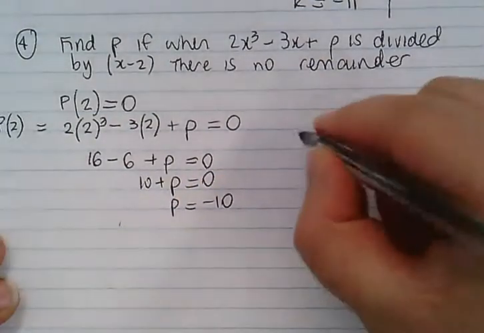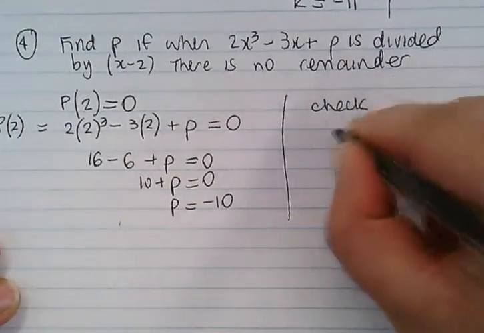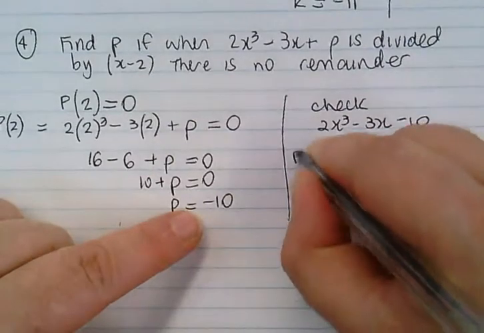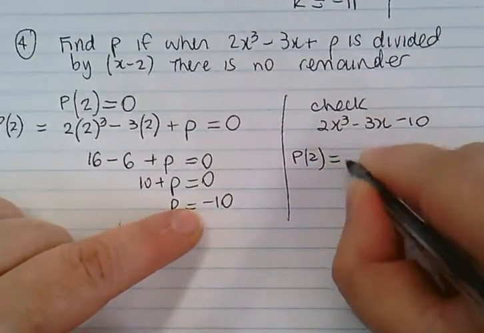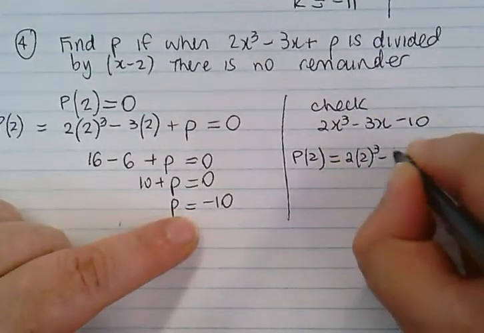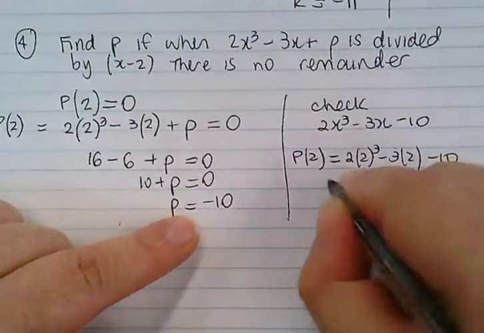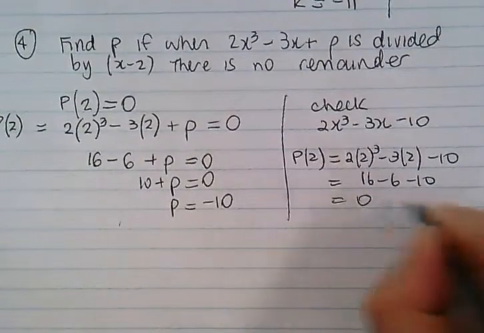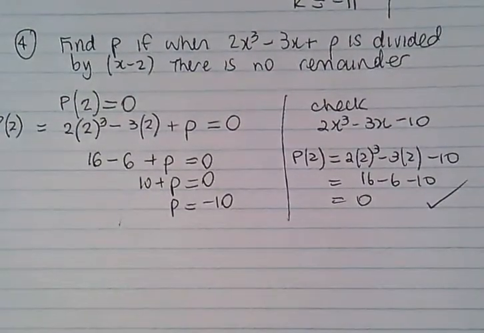Are we good? Let me just check it. 2x cubed minus 3x minus 10. If I do P of 2 there, I get 2 times 2 cubed minus 3 times 2, take away 10. I should get 0. 16 minus 6 minus 10 is 0. That's correct. All right?